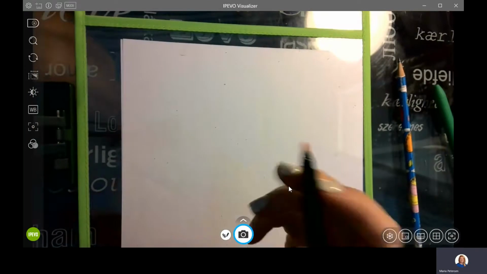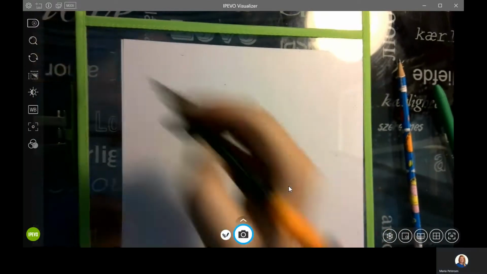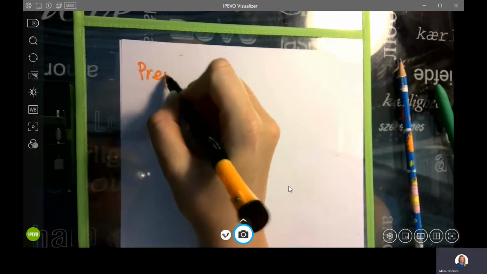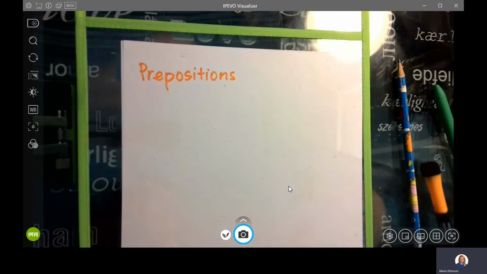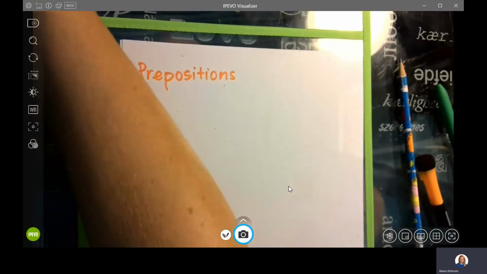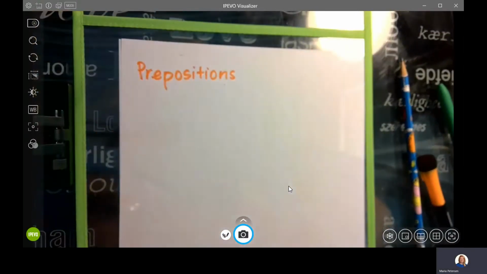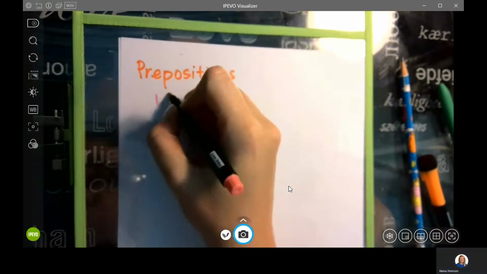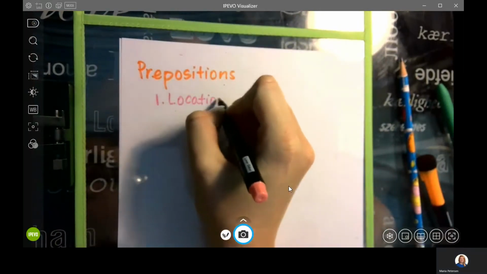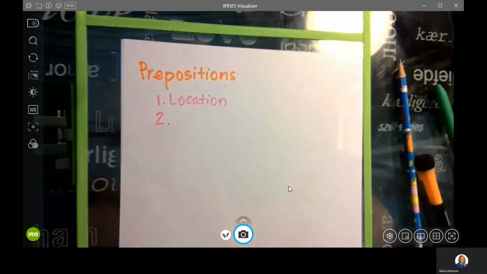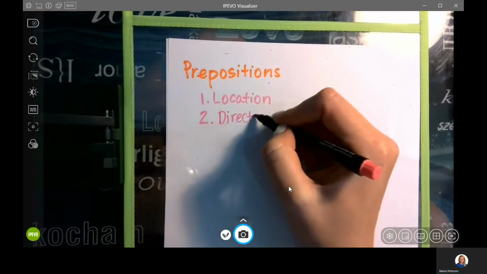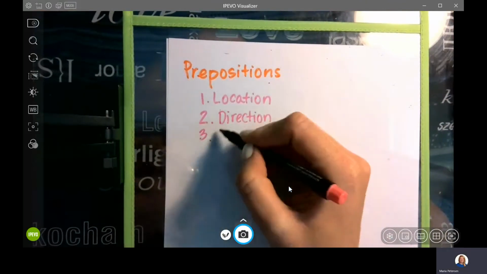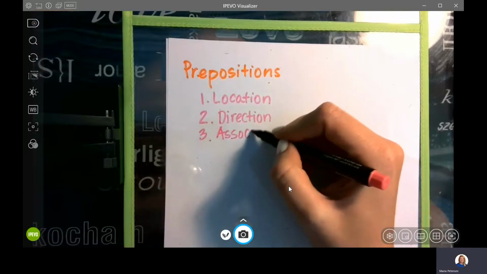what prepositions tell us. Now, if we were in in-person class, this would also happen. Okay, so when we talk about prepositions, they show us 3 different things. The first one is location. The second one is, that's much better, direction. And then the third one is association.